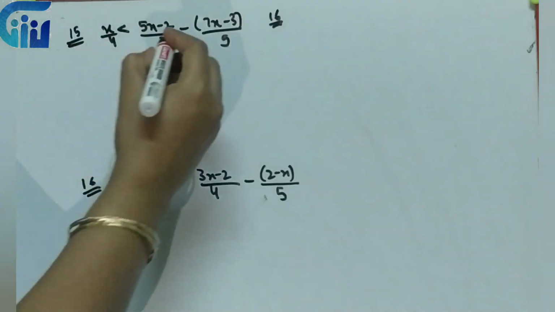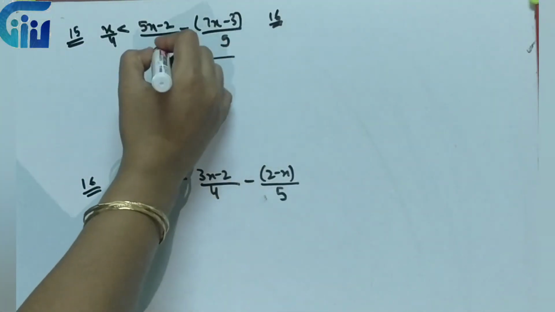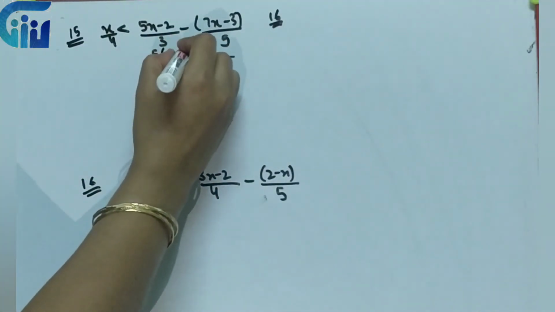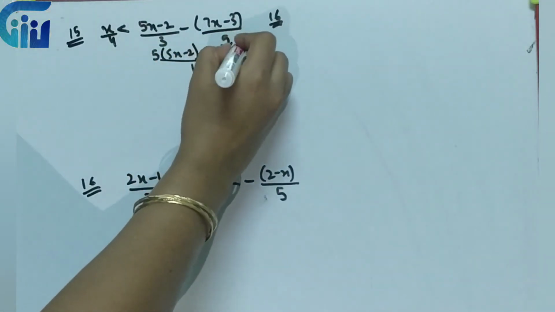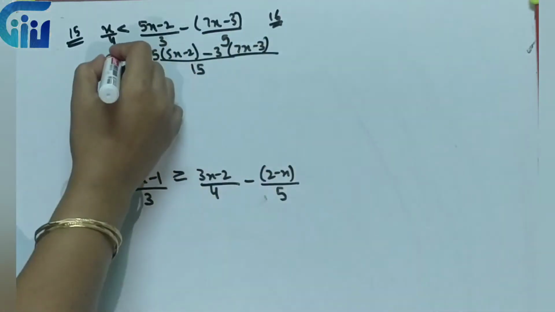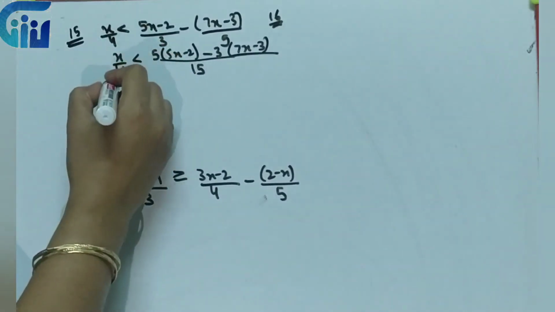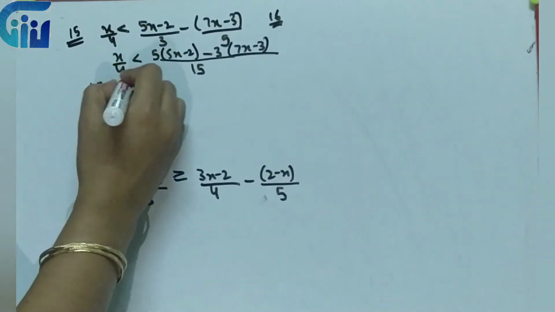So again we will start by taking the LCM over here. So 15, 5, 5x minus 2, minus sign. Be careful with the minus sign. And over here x by 4. So let's open and cross multiply.